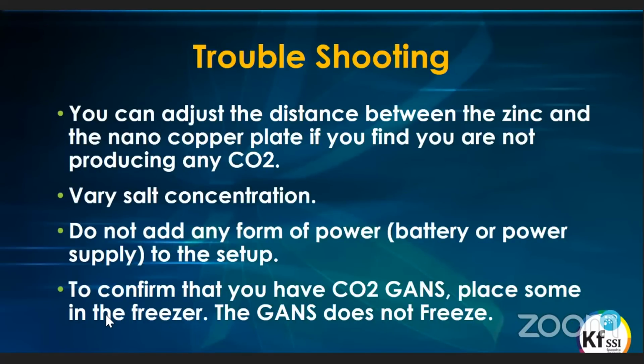So, troubleshooting: one can adjust the distance between the plates, between the zinc and the nanocopper plate. If you find you're not producing any CO2, one can also vary the salt concentration. And very importantly, we do not add any form of power supply or battery to this setup at all. Another way to confirm that you have the CO2 Gans is to place some in the freezer, as the Gans does not freeze.